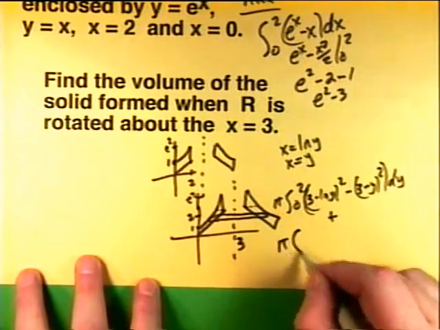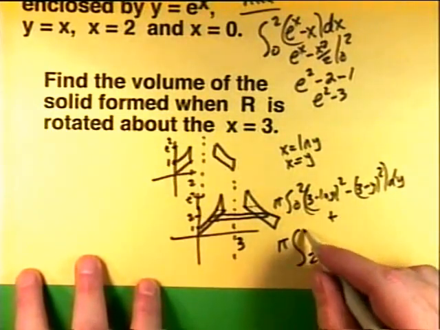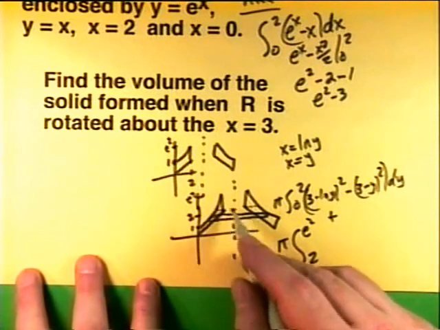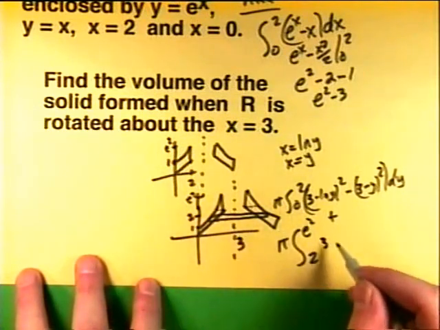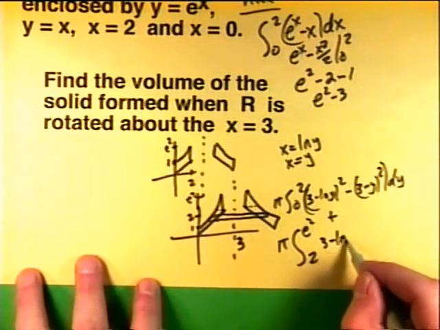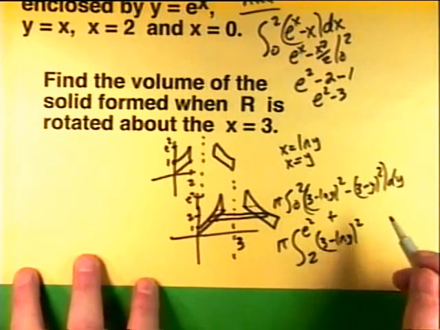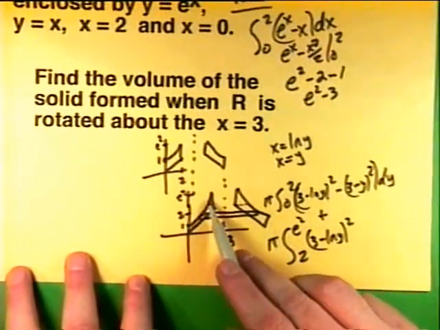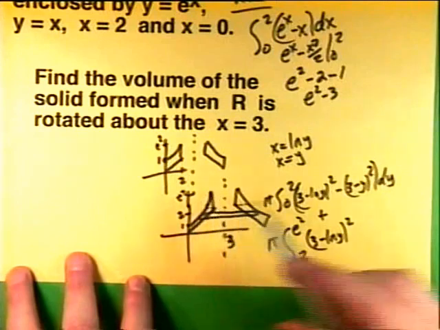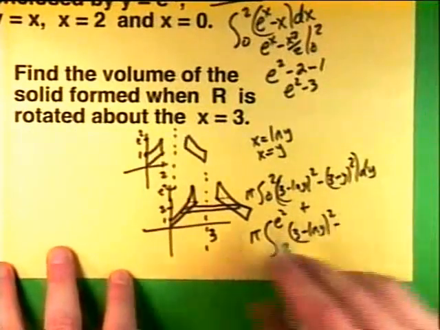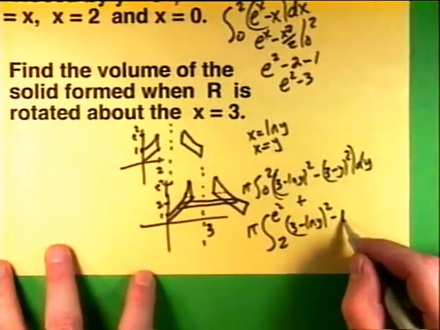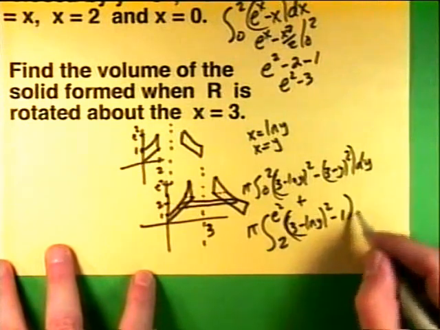Then you add to that the part from 2 to e squared, and then you have 3 minus what? What is that line? x equals 2. The outside would be 3 minus natural log of y, and then the other one would just be 3 minus 2, which is 1. And that's it.